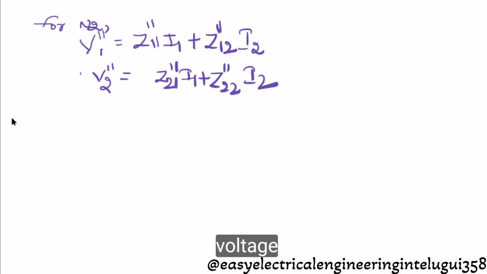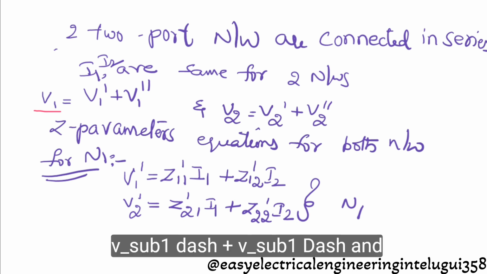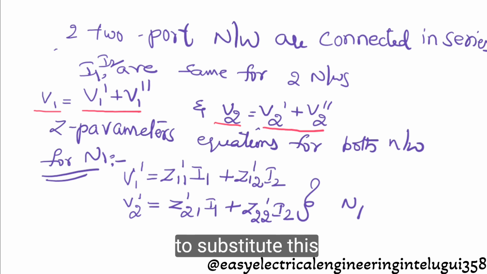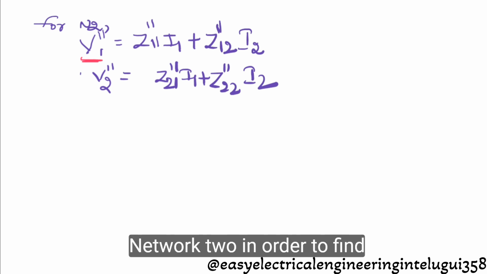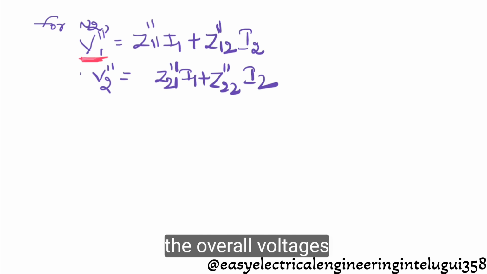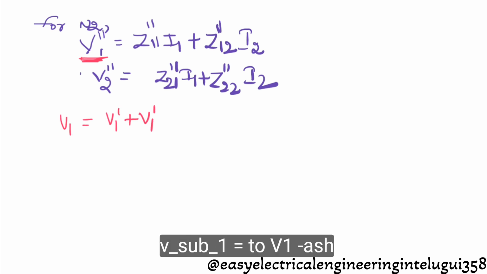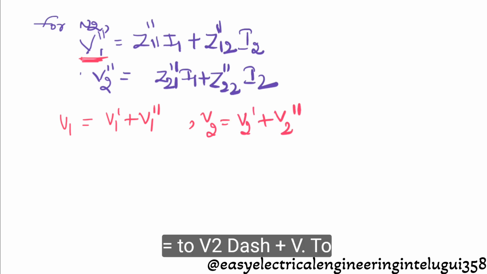Now the overall voltage equations are V1 equals V1 dash plus V1 double dash and V2 equals V2 dash plus V2 double dash. So we have to substitute V1 dash, V2 dash of network 1 and V1 double dash and V2 double dash of network 2 in order to find the overall voltages V1 and V2. So write down V1 equals V1 dash plus V1 double dash, V2 equals V2 dash plus V2 double dash.